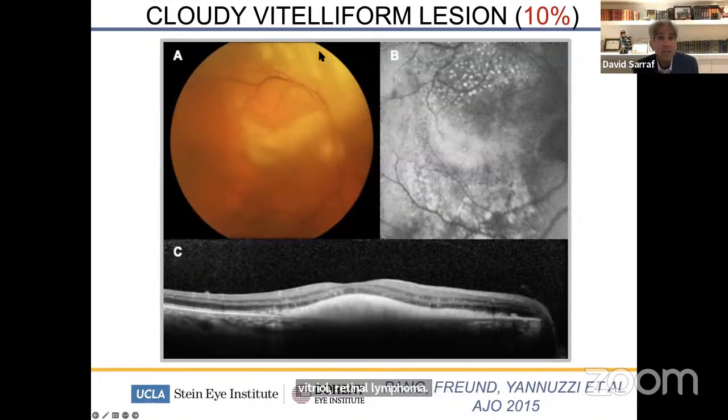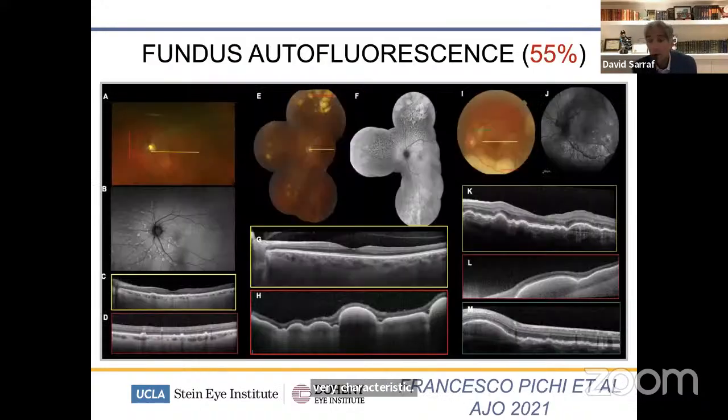We also looked at this phenotype referred to as cloudy vitelliform lesions, originally described by the Freund-Yannuzzi group, and 10% of our patients presented with this cloudy vitelliform-like lesion, a hyperreflective lesion in the central compartment at the subretinal location. And this can be a transient finding of primary vitreoretinal lymphoma, but is very characteristic, and I would say even diagnostic of the condition, warranting vitreoretinal biopsy.